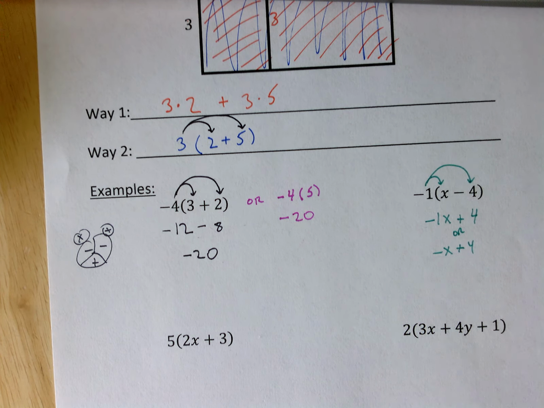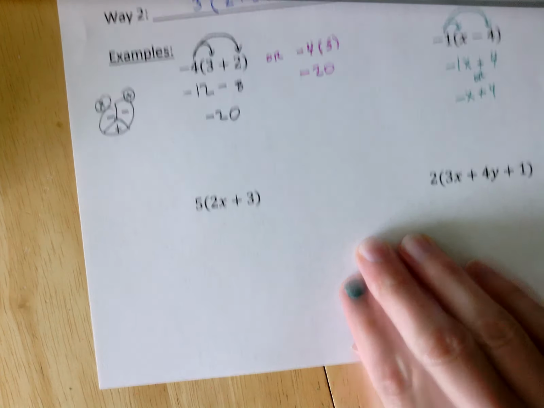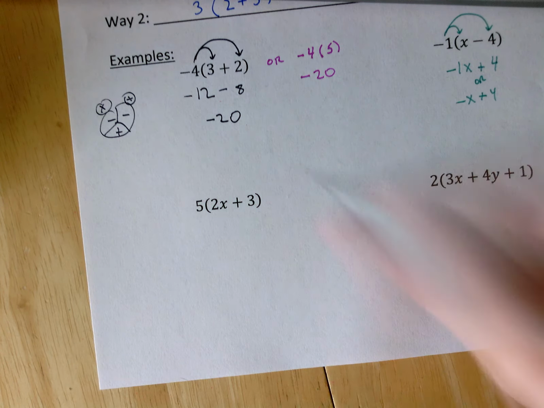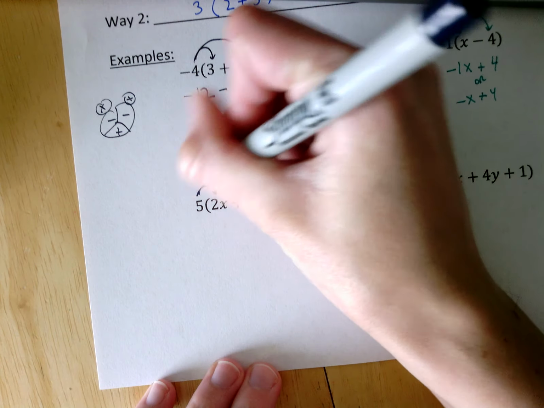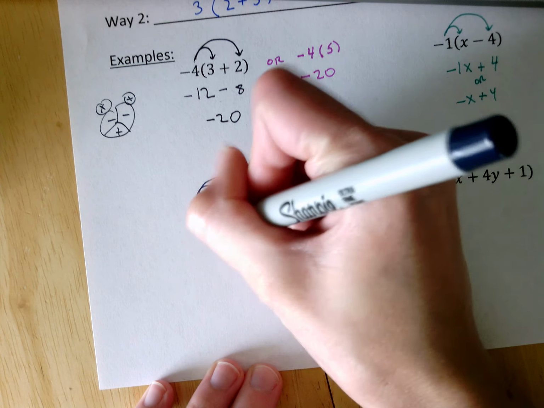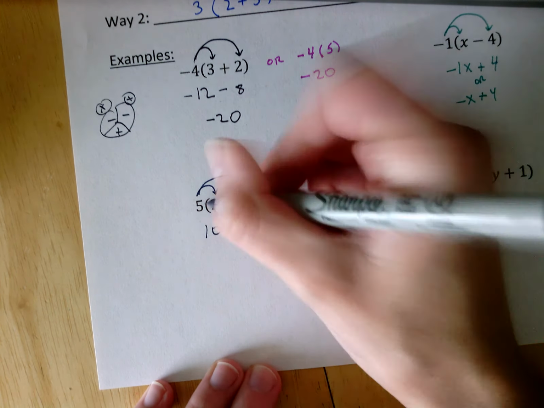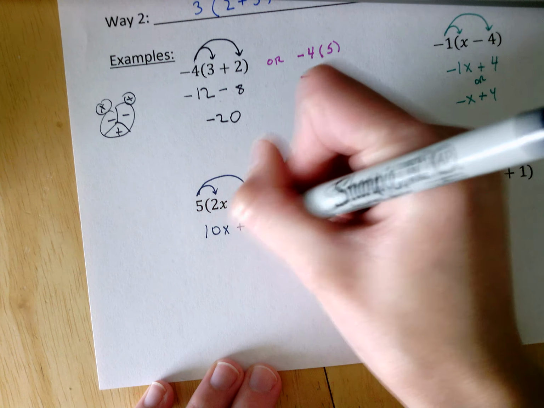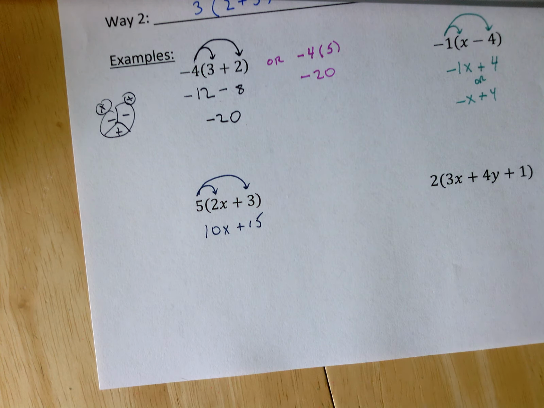All right. This guy down here, same deal. We're going to do our distributive property. I'm taking this number on the outside, and I'm distributing it. 5 times 2 is 10, so that's going to be 10x. 5 times 3 is 15. So that's 10x plus 15.